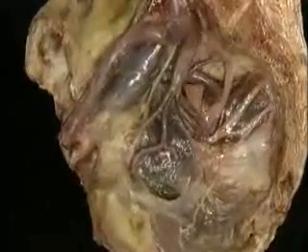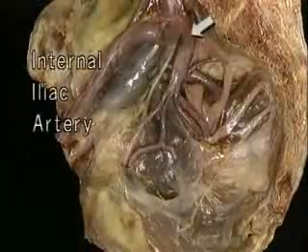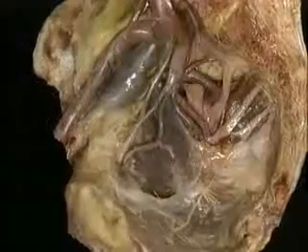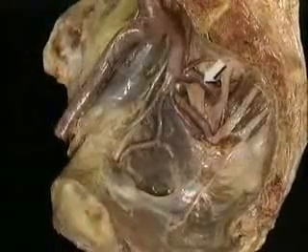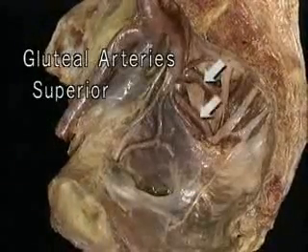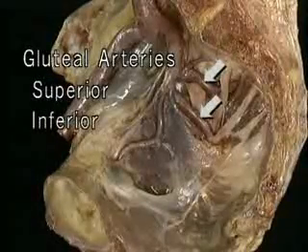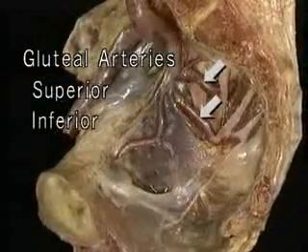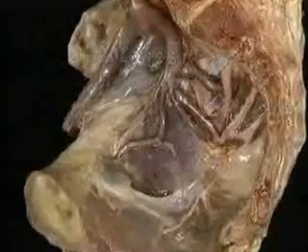The arteries of the pelvic region are all branches of the internal iliac artery. The way they arise is quite variable. This is the superior gluteal artery. This is the inferior gluteal. They pass through the greater sciatic foramen to supply the buttock region.